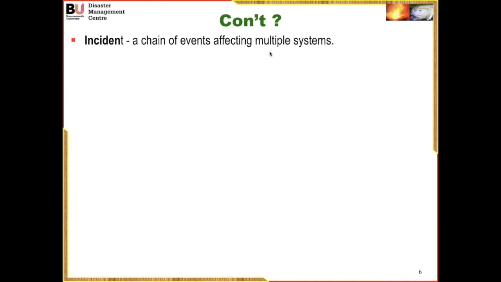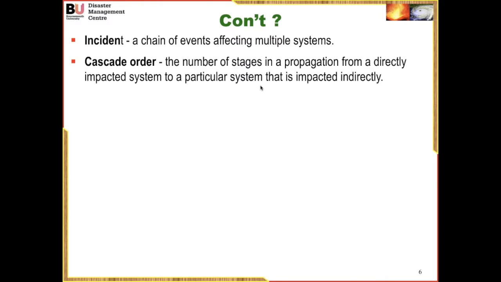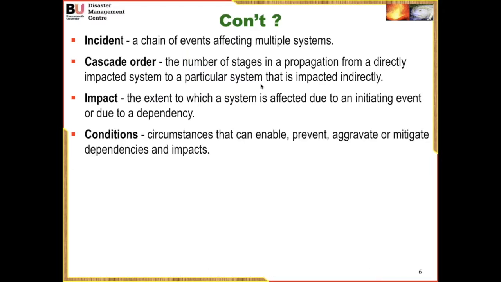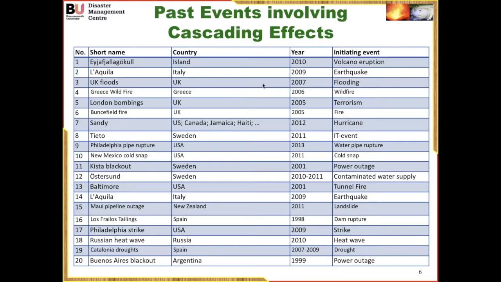And of course, other key terminology will be an incident, a chain of events affecting multiple systems, and cascade order. There are different orders. So there are lots of terminologies which, if you have time, you can read and understand in order to understand cascading disasters or effects when you are talking about them.